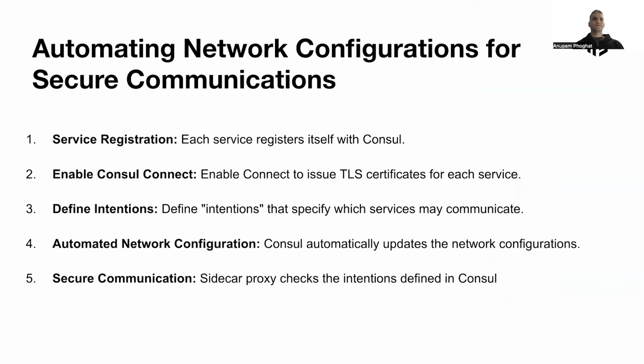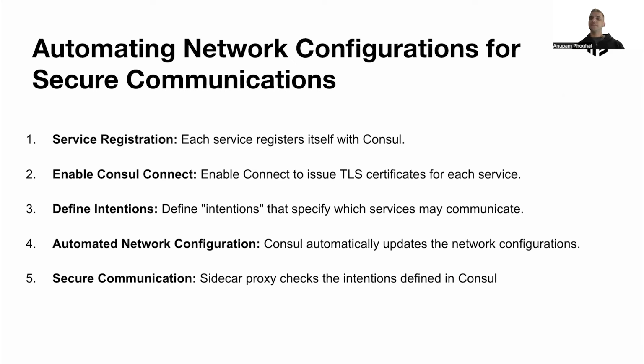Now, consider a microservice architecture where each service needs to securely communicate with others over a potentially hostile network. Each service registers itself with Consul, including metadata such as service name, address, and port. Then we enable Consul Connect to issue a TLS certificate to each service, setting up sidecar proxies that will handle inbound and outbound connections for the services. In Consul, we then define intentions that specify which services may communicate.